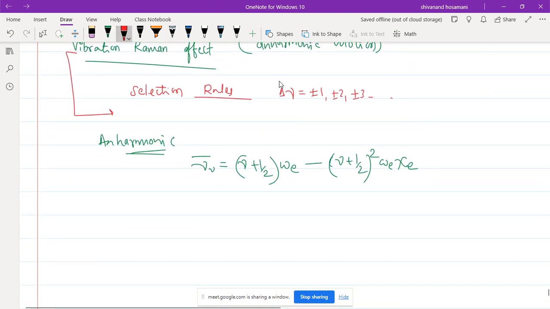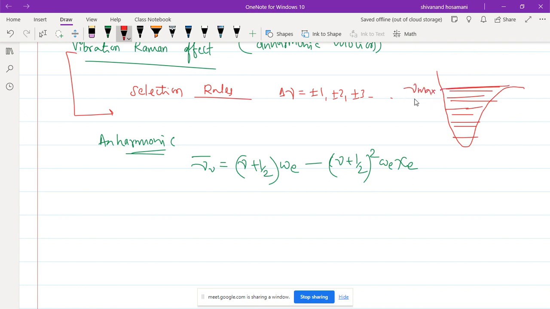Anharmonic is not a perfect parabola. It comes here, it is going to deviate like this. Anharmonic. And the spacing between the levels is unequal, it keeps increasing. Then at the last state there is going to be V max. That is called the dissociation vibrational quantum number.